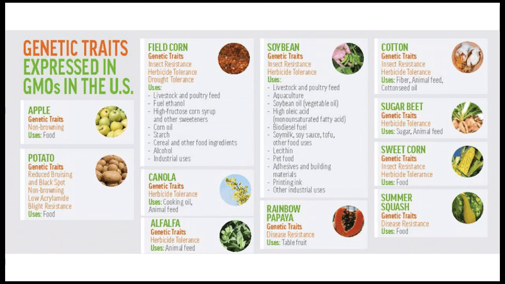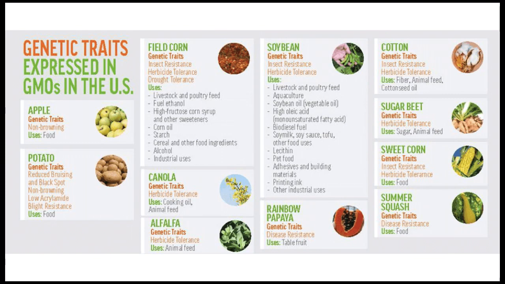So there are lots of different genetic traits that have been expressed in the United States. Apples, for example, have been made so that they don't brown as easily. This is referring to how when apples are cut and exposed to air, they turn brown pretty quickly. So they have been genetically modified to prevent this from happening. Not that there's anything wrong with eating apples that have turned brown after being oxidized, but it just doesn't look very appealing or appetizing. Potatoes, to reduce bruising and black spots, once again, non-browning.